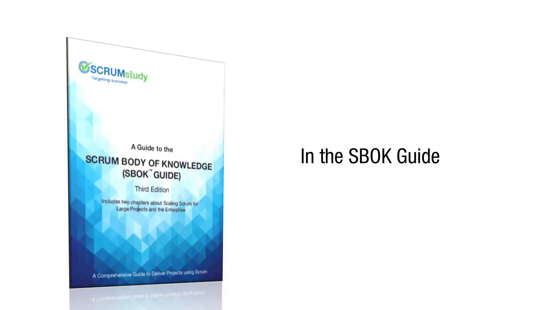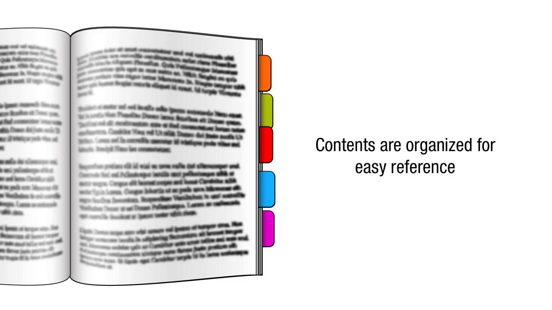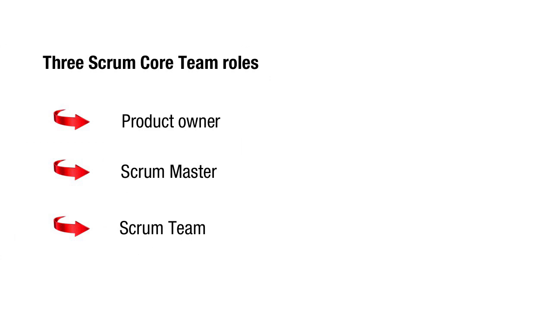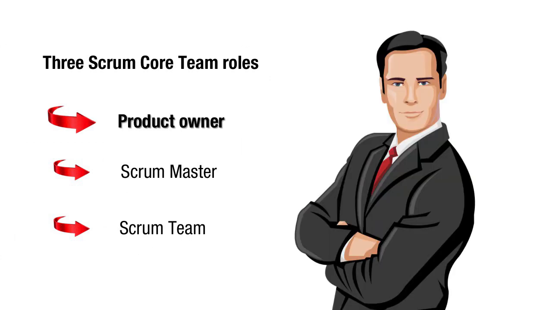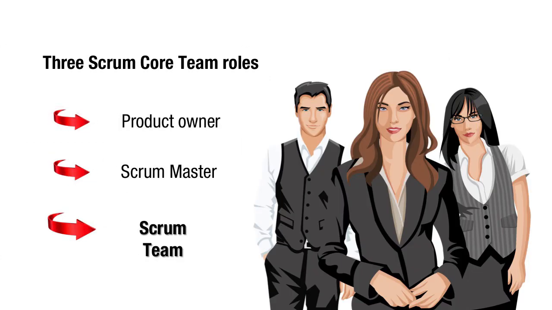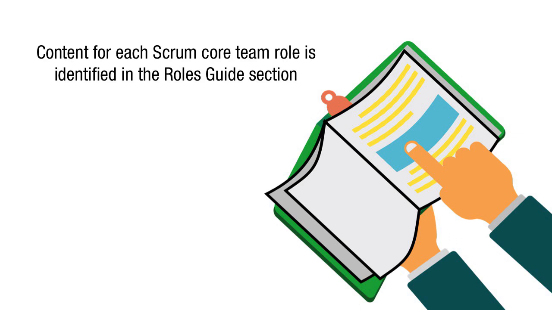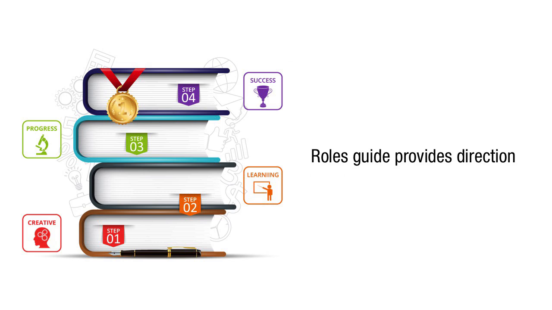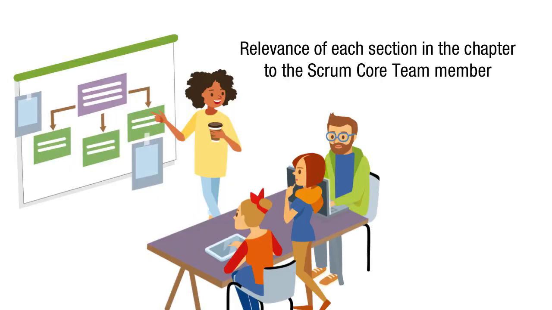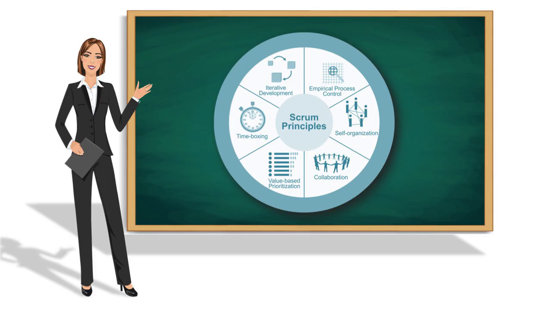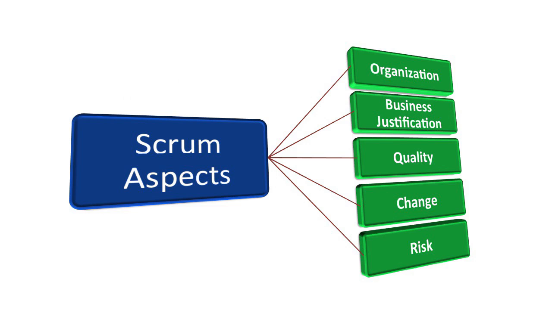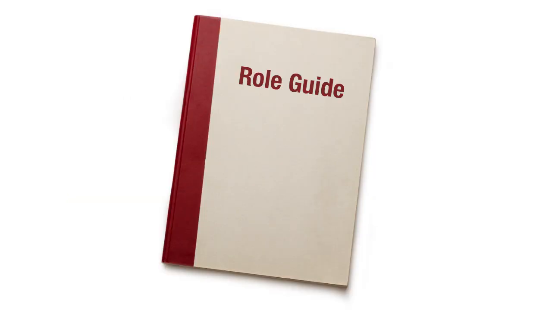In the SBOK Guide, you will find that the contents are organized for easy reference by the 3 Scrum core team roles, that of the product owner, Scrum Master, and the Scrum team. The content for each Scrum core team role is identified in the Role Guide section. A Roles Guide provides direction regarding the relevance of each section in the chapter to the Scrum core team member. The chapters covering the 6 Scrum principles and 5 Scrum aspects also include a role guide.